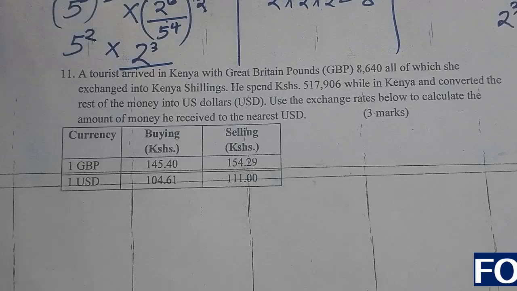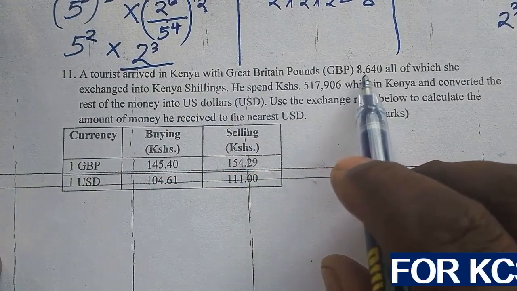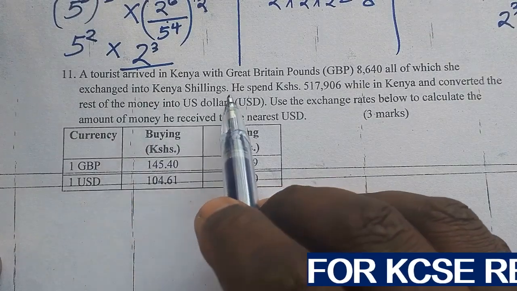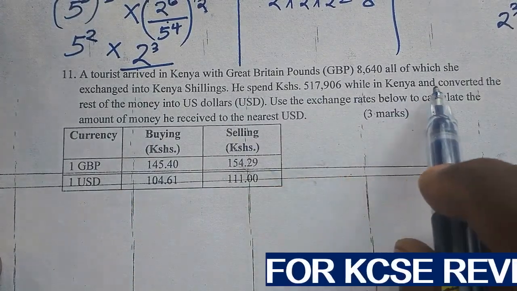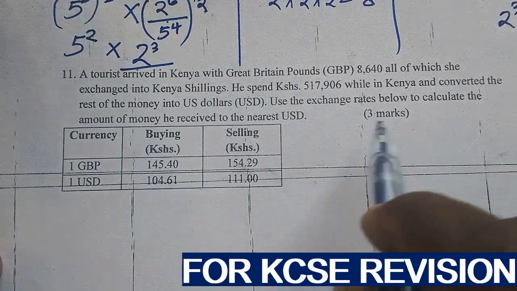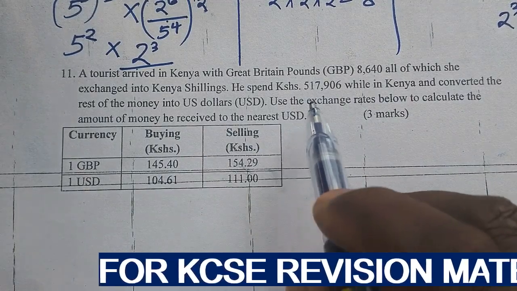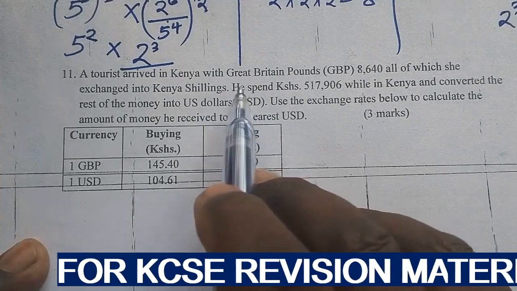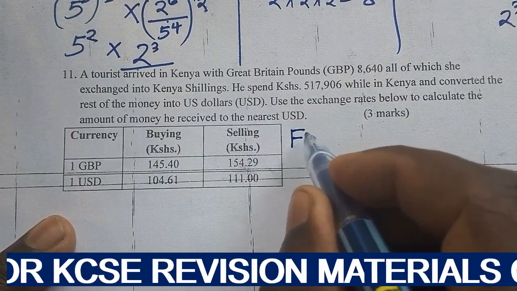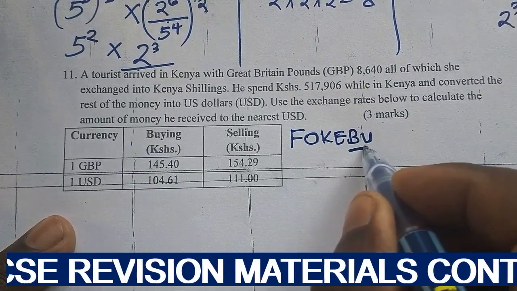A tourist arrived in Kenya with Great Britain pounds, this one, all of which she exchanged into Kenya shillings. She spent this while in Kenya and converted the rest of the money to US dollars. Use the exchange rate below and calculate the amount of money she received to the nearest USD. So if this is a foreigner coming to Kenya, that is foreign to Kenya, for cable, we use the buying. So we will start with the forex.